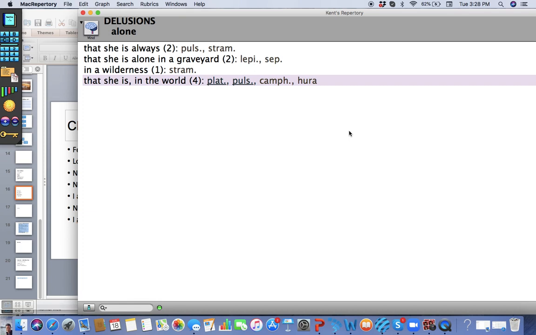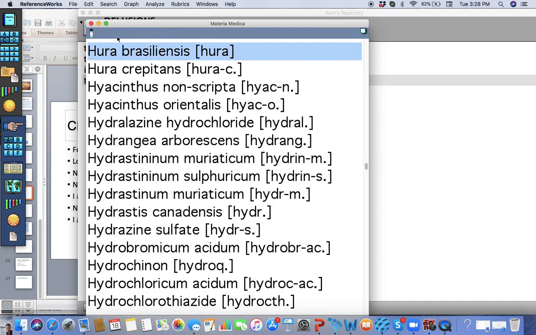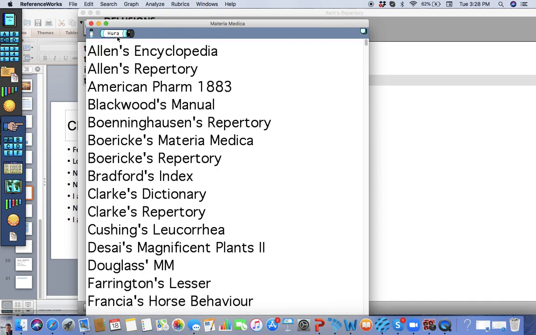Platina, but Platina is a person with a very big ego. Pulsatilla is a person who is very emotional. Camphora, which is very popular in today's times, is a remedy which has extreme coldness as one of its main genius. And then my mind went to another remedy, Hura, and that's why I'm going to give a little bit of my talk about what is Hura brasiliensis and what is the picture of Hura brasiliensis.